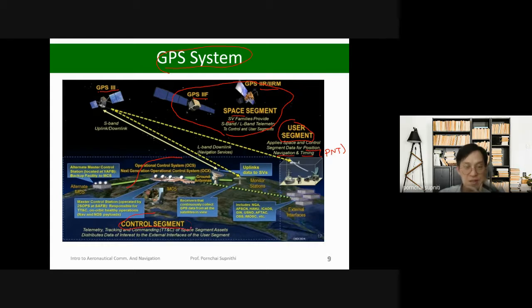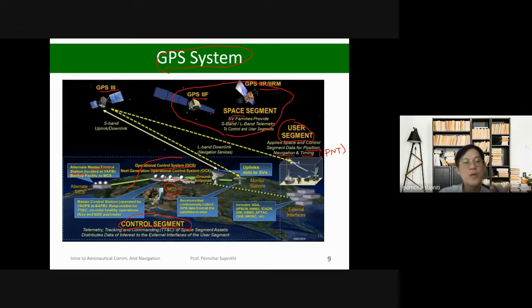This is the control segment. So what are the control segments? The control segment has many different control centers, like the master control station, MCS. Then you can have the operational control system, or OCS. The master control station, I think, is based in Colorado, US. This is the ground system, with many antennas, and they operate it together with other monitoring stations around the world.